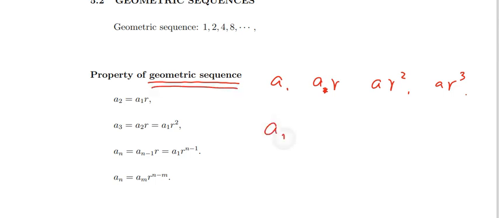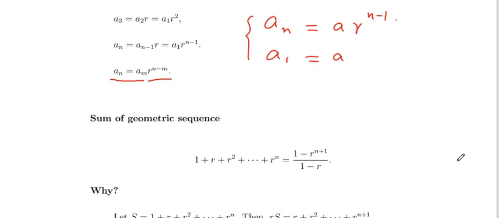So for a geometric sequence, we can say An equals A multiplied by R^(n-1), and A1 just equals this A. So from Am to An, we just multiply by R so many times, R^(n-m).